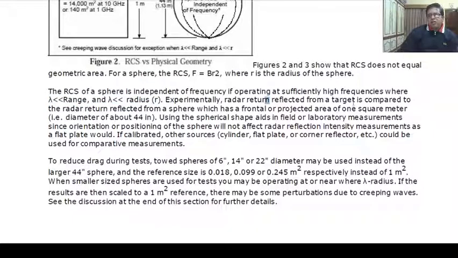Experimentally, radar return reflected from a target is compared to the radar return reflected from a sphere which has a frontal or projected area of 1 square meter. Using the spherical shape aids in field or laboratory measurements, since orientation or positioning of the sphere will not affect radar reflection intensity measures as a flat plate would. If calibrated, other sources, cylinder, flat plate or corner reflector etc. would be used for comparative measurement.